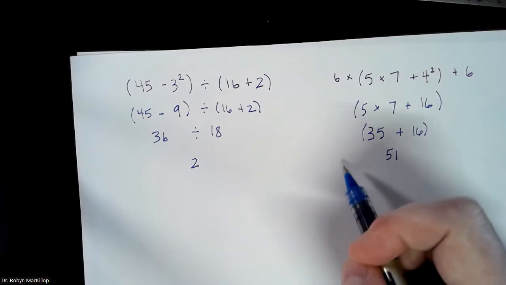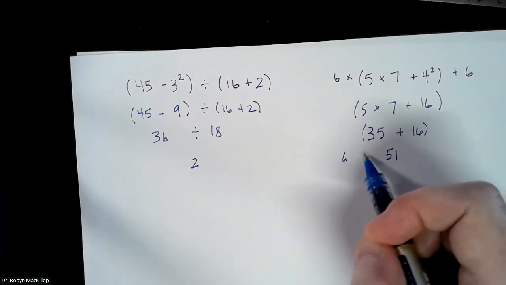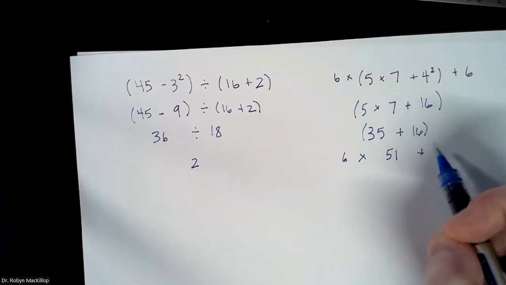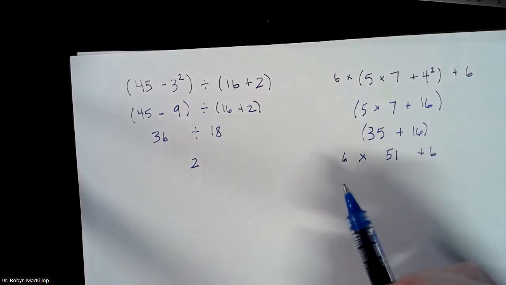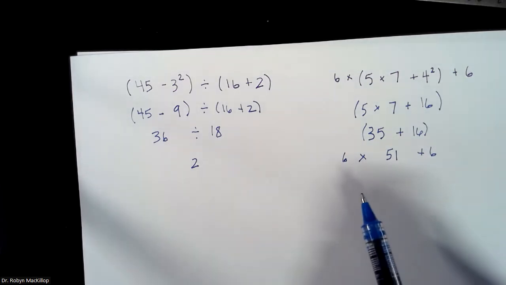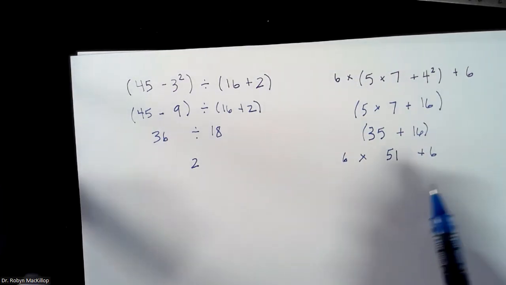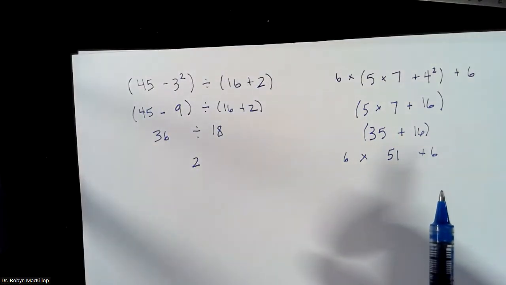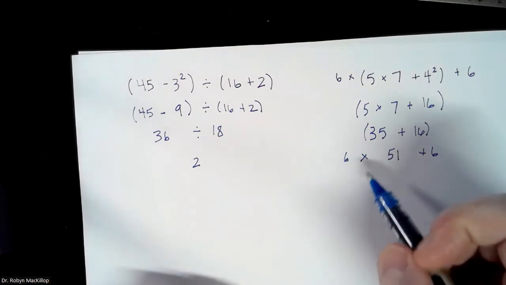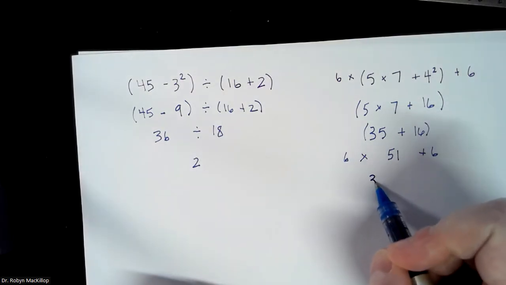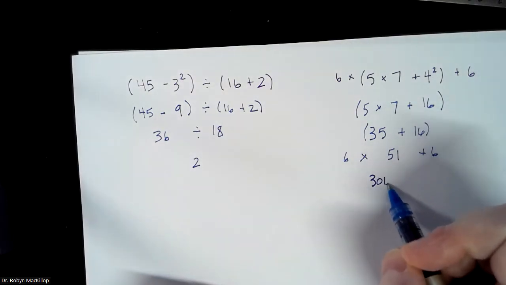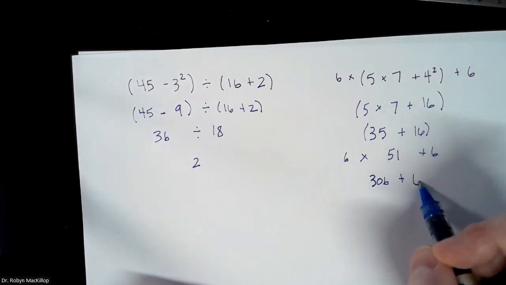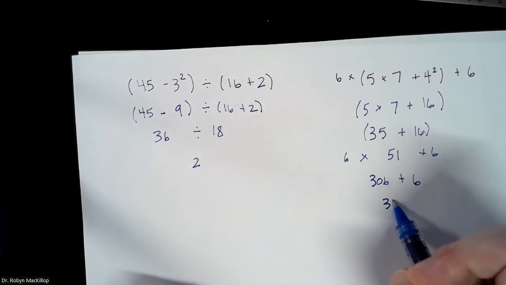Now bring down 6 times. So 6 times 51, bring down plus 6. We're going to deal with multiplication before addition. So 6 times 51, that's going to be 306. I was going to use my calculator, but I think I can handle that one. So 306 plus 6 is going to be 312.